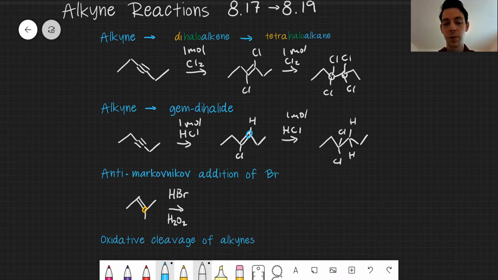Peroxides actually react with, this is hydrogen peroxide, but we could use other peroxides. It will react with HBr, creating bromine radicals that react via a different mechanism, which allows us to add the bromine to the less substituted carbon. And this works for alkenes as well.